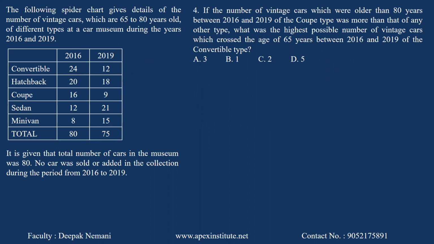Now, if the number of vintage cars which were older than 80 years between 2016 and 2019 of coupe type was more than that of any other type, what was the highest possible number of vintage cars which crossed the age of 65 years between 2016 and 2019 in the convertible type?